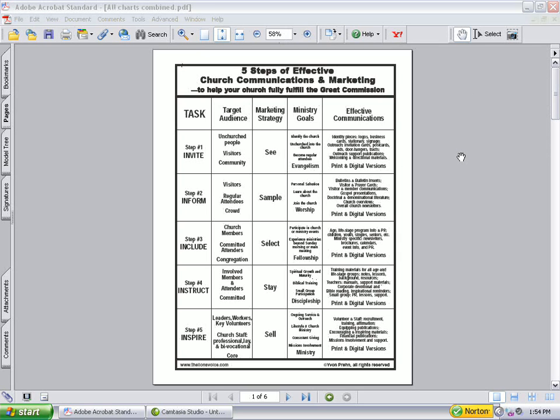This is one of the key things that we use to organize the seminars that I'm teaching. And also, even if you don't take my seminars, I think you'll find this very helpful because this gives you a good overview on how to organize all of your church publications.